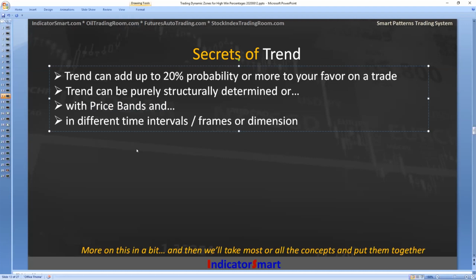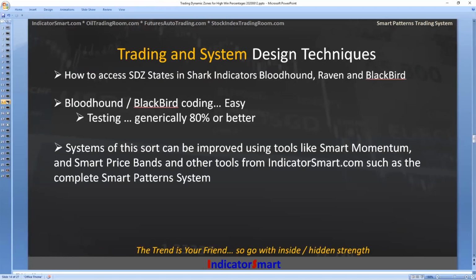In a little system that we're going to code up, or not. I'm probably not going to code it, we won't have time, but I'll show you how to code it in a few minutes, in different time intervals, frames, or dimensions. And what I'm going to do right now is show you. Shoot, we should do the charts first. Let's do the charts first, and then we'll come back and I'll show you the coding.